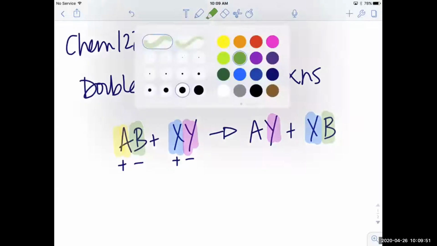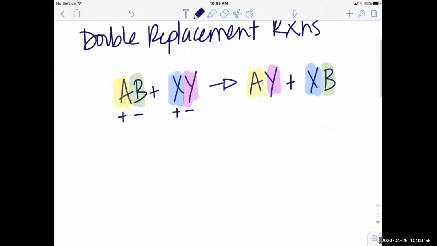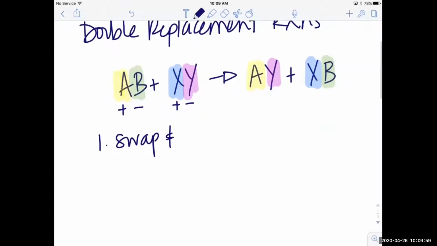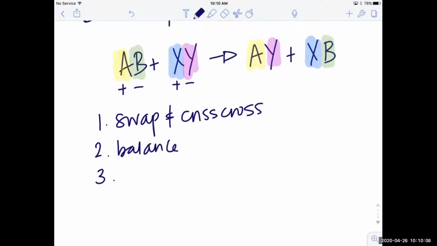Remember, double displacement reactions are kind of three steps. So one, we're going to swap and crisscross. Two, we're going to balance the chemical equation. And then three, we're going to predict phases using solubility rules.